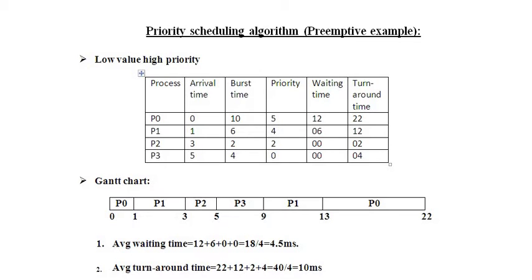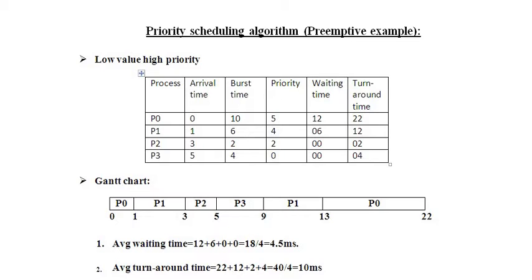Dear students, today we will see the priority scheduling algorithm with respect to preemptive cases. So what is preemptive? We know that preemptive means whenever a process is given the CPU and a higher priority process comes, the process which is running in the CPU will be preempted out of the CPU and the highest priority process will be given the CPU for execution. So let us understand this with an example.